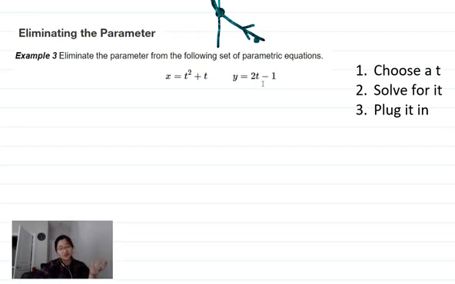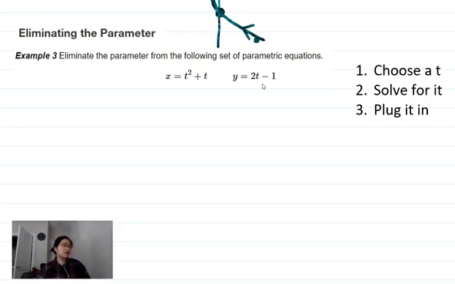What if you didn't feel like doing that? Or what if you just needed to think about it analytically, not necessarily graphically? Well, we can eliminate the parameter from our parametric equations by choosing a t that we're going to solve for, and then plug it into the other equation. So now we can eliminate this t from our parametric equations, and we just have an equation in terms of x and y.